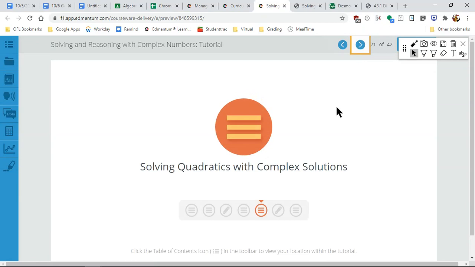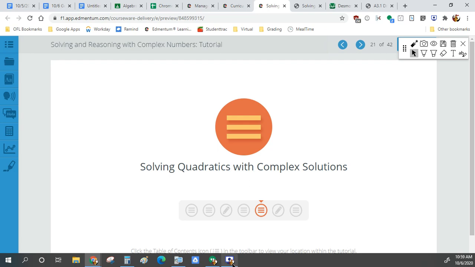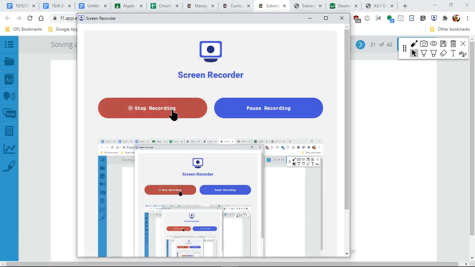All right. And then we'll get into solving quadratics with complex solutions in the next class. So we're going to start on slide 21. I'm going to hit pause before Brianna yells at me, because I know she's been waiting.